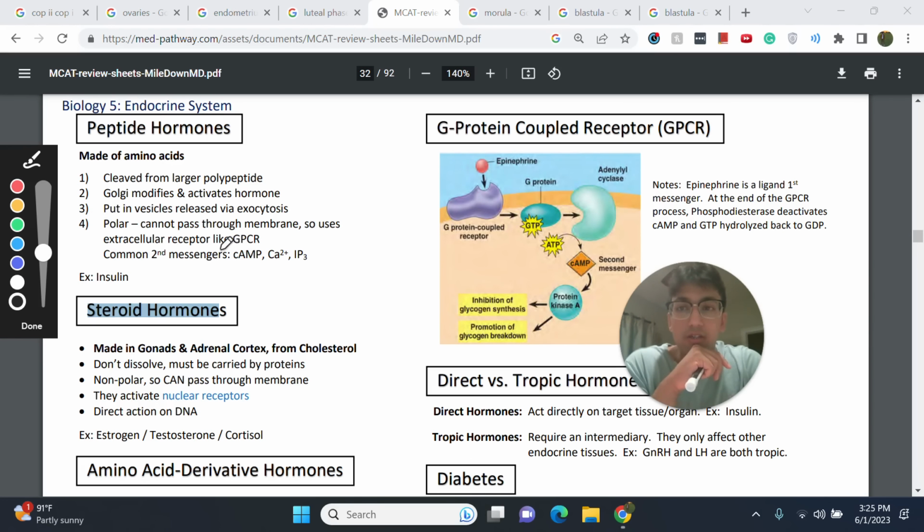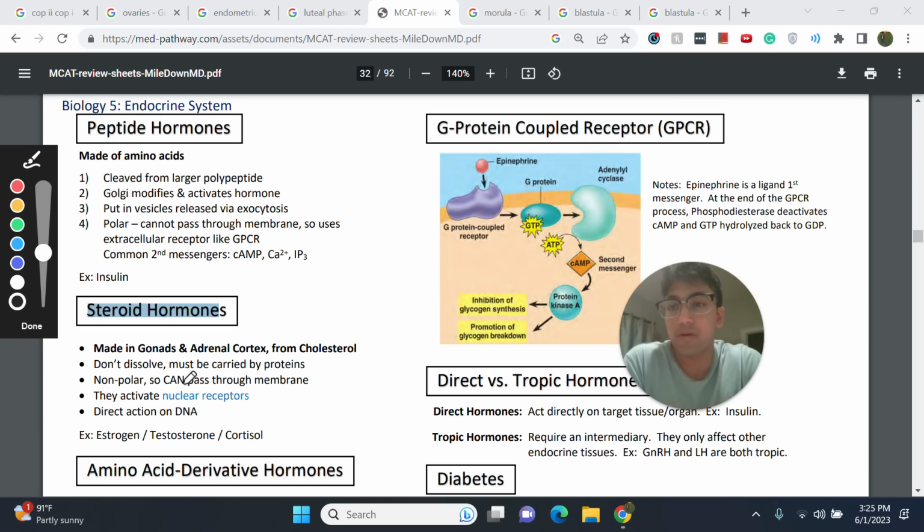So they use an extracellular receptor like a GPCR, which is what we're going to talk about right here. Because they're polar, and remember that the cell membrane is full of lipids, they cannot pass through that membrane, so they have to use receptors on the cell membrane and then cause a variety of effects inside. There are a lot of secondary messengers that are very common that you'll see on the MCAT, like cAMP, Ca2+, IP3, right? And cAMP is probably one of the most common secondary messengers.